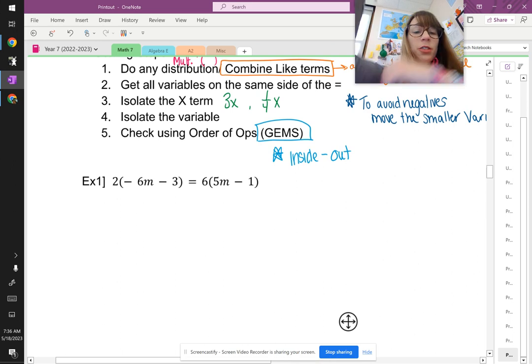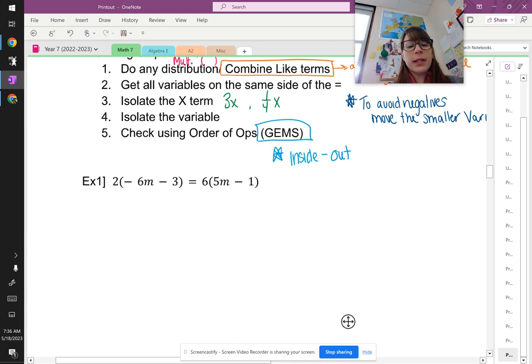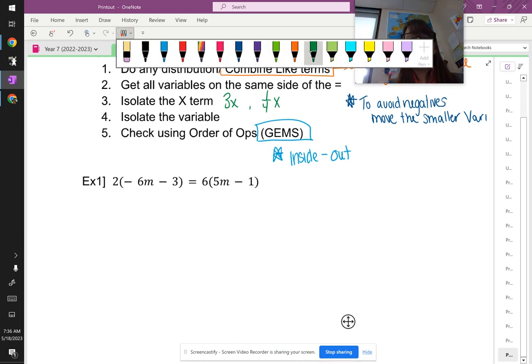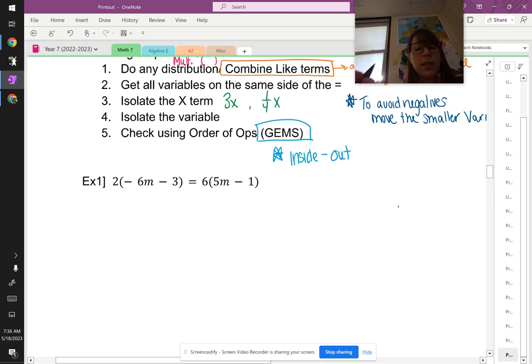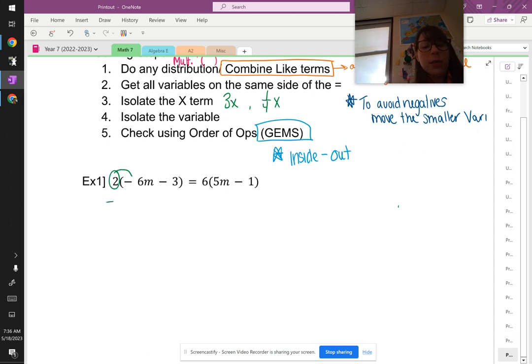So focusing on our steps, any distribution or combining of like terms first. I definitely have distribution that we need to do, and what cues me to that is the parentheses. So I'm going to start first by distributing that 2 to the negative 6m and getting negative 12m, and then the 2 times the negative 3 to get a negative 6.